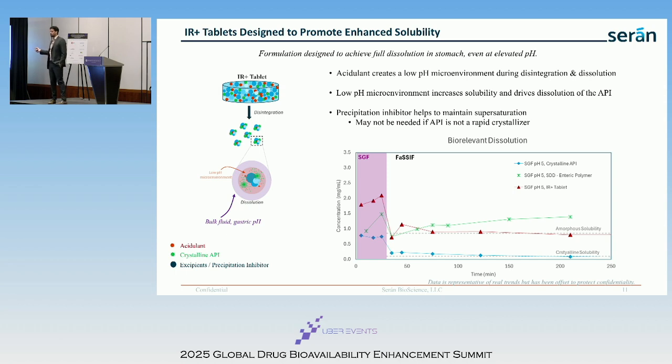And once we transfer that fully dissolved API into our intestinal media, you can see we're able to achieve and maintain our amorphous solubility throughout the duration of the experiment. So, two ways to solve this problem. Which one should we choose?